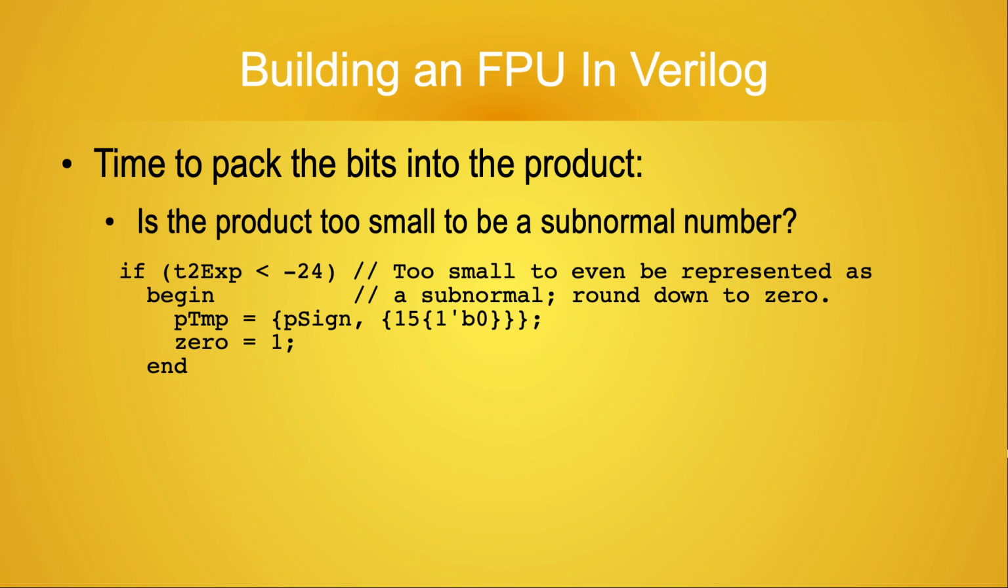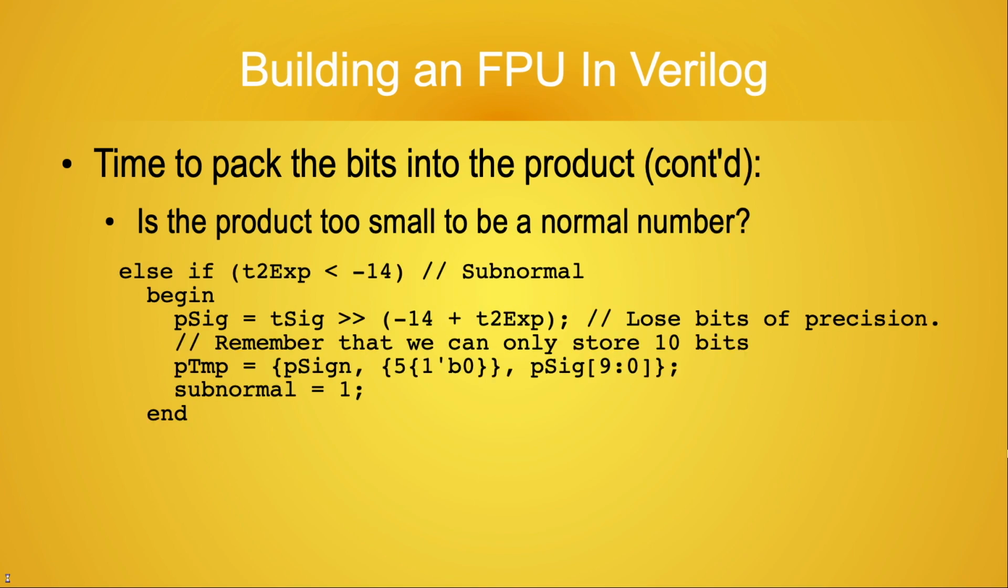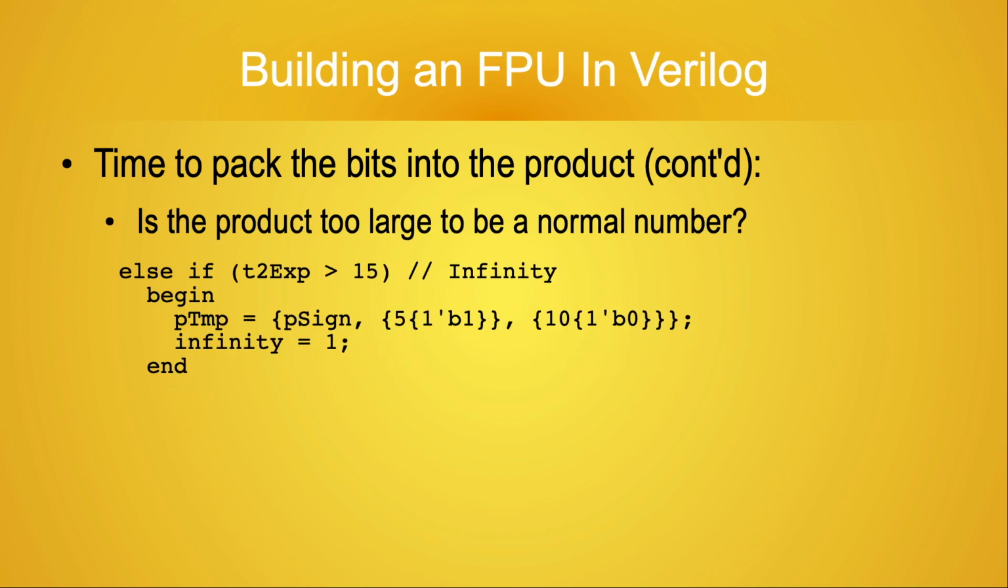If the product is too small to be a subnormal number, we return 0 for the product. If the product is too small to be a normal number, we store it as a subnormal number. Remember that we lose bits of precision when we're using subnormal numbers. Those bits of precision are lost when the code performs a right shift on the significand value. If the number is too big to be a normal number, we return infinity.